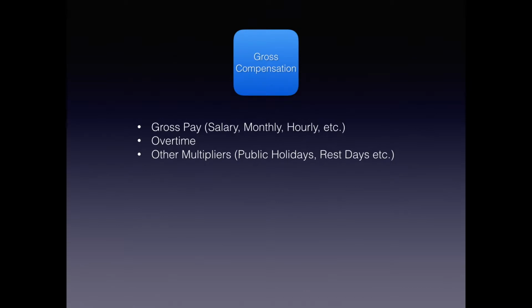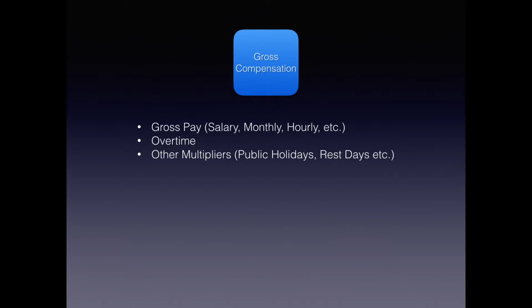Overtime is usually paid at a premium. The standard practice is usually to pay overtime at a certain percentage of the base pay rate, e.g. 125%. So if you were paid $10 an hour and then worked overtime, you would get $10 multiplied by 125%, which equals $12.50. Other multipliers.